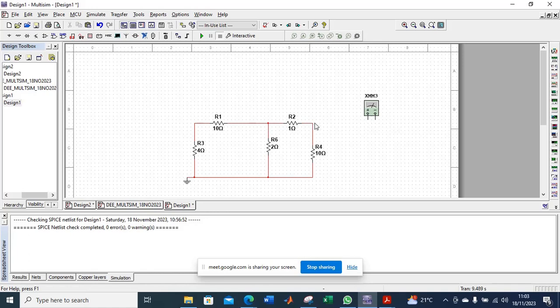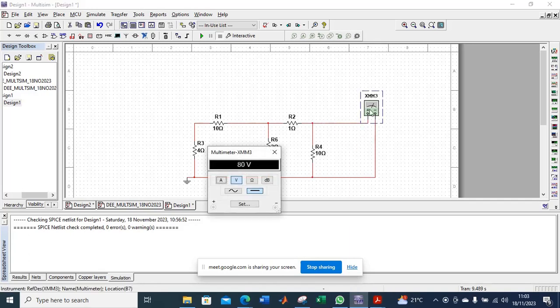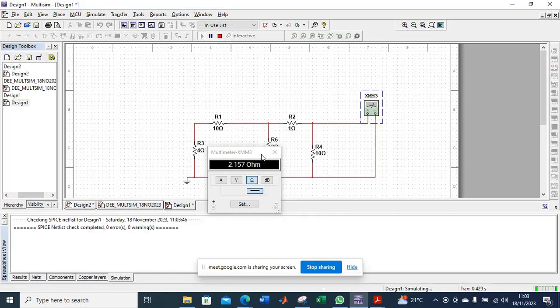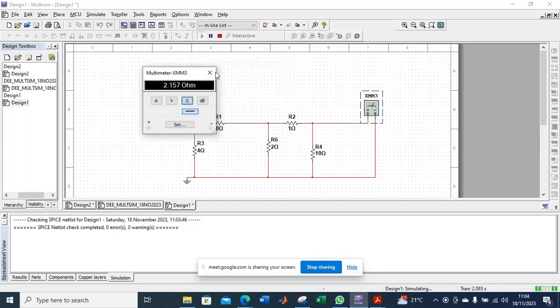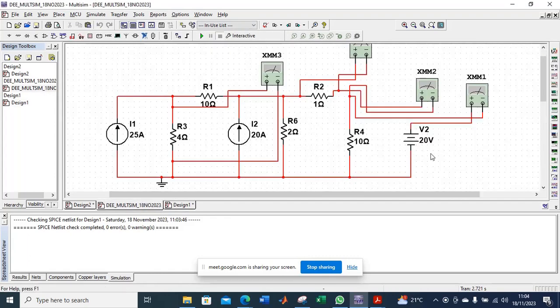Let's first look at maybe the resistance of this circuit. When you come here, you select the ohmmeter, so that means it has become an ohmmeter. When you run it, it gives you about 2.157 ohms. But we need to readjust it because remember our circuit looks like this.